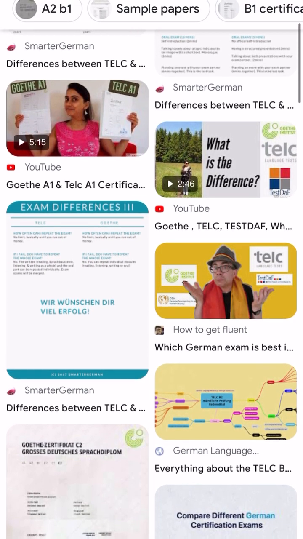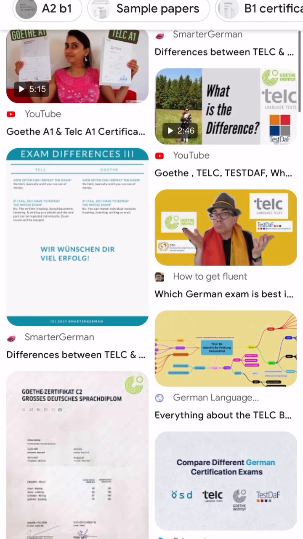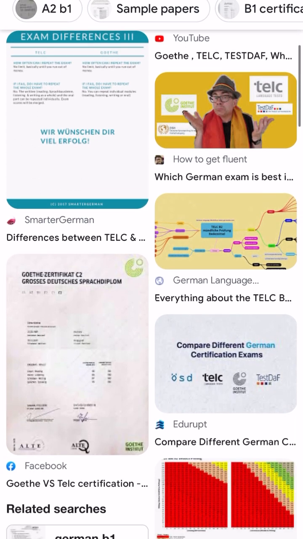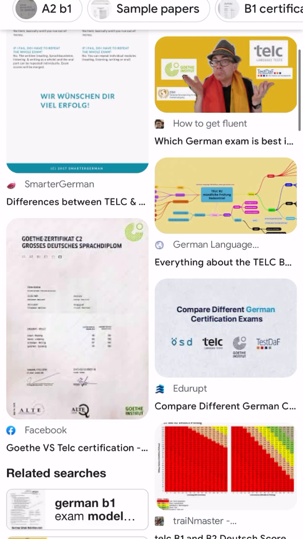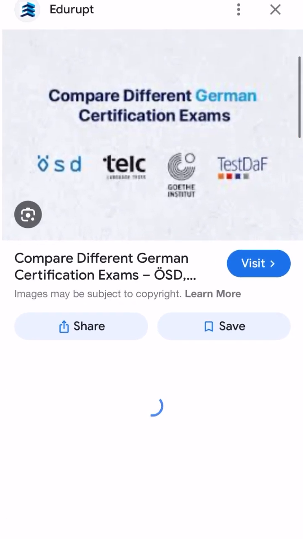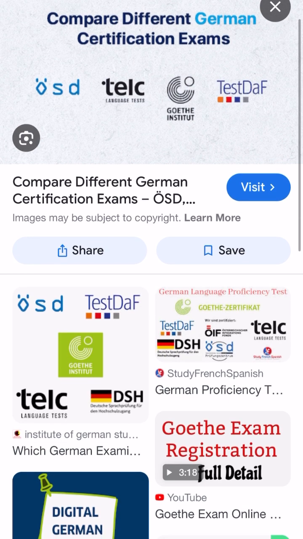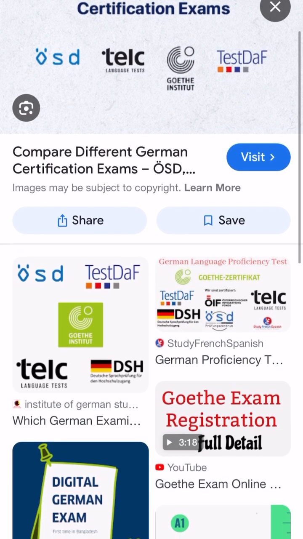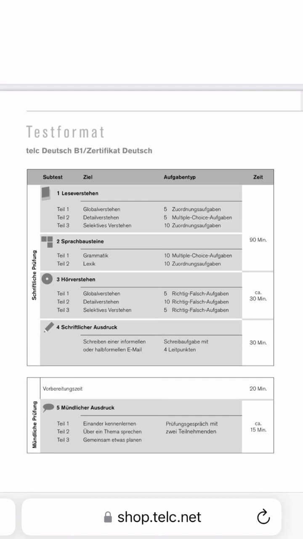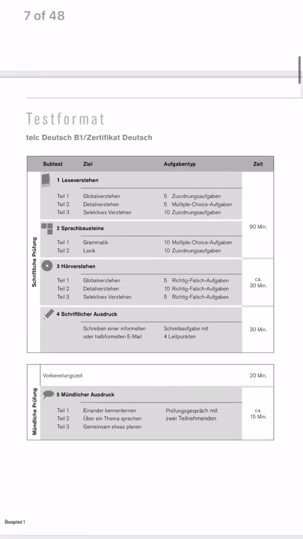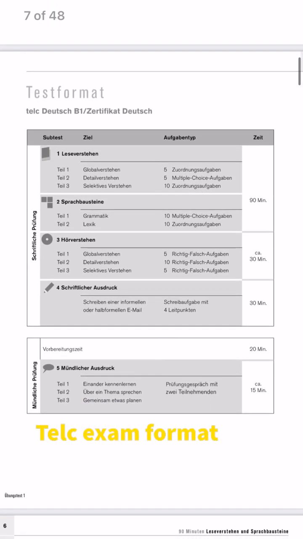So let's start with the comparison between Telc and Goethe exam patterns. In particular, we will talk about the difference between each section for both exams and what is the time for each section we have for Telc and Goethe. I have already spoken in my previous videos where I have given the tips for B1 Prüfung for all the sections, and I'll be putting the link for all the videos in the description.